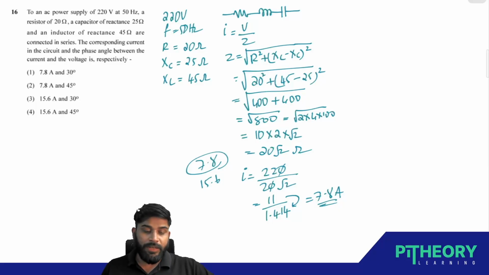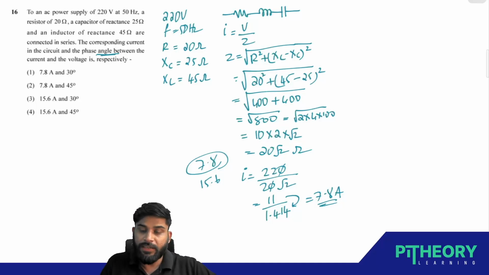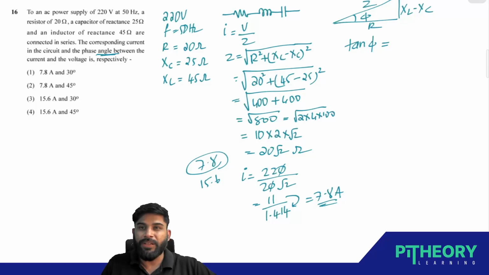Now, at the same time, you need to find also the phase angle between current and voltage. How to find the phase angle? We have the relation tan phi. What is that equal to? We have the impedance triangle, right? What is the impedance triangle here? If this is the phase difference, we have XL minus XC. This is R, and this is the impedance. So obviously, tan phi is nothing but what, XL minus XC divided by R.